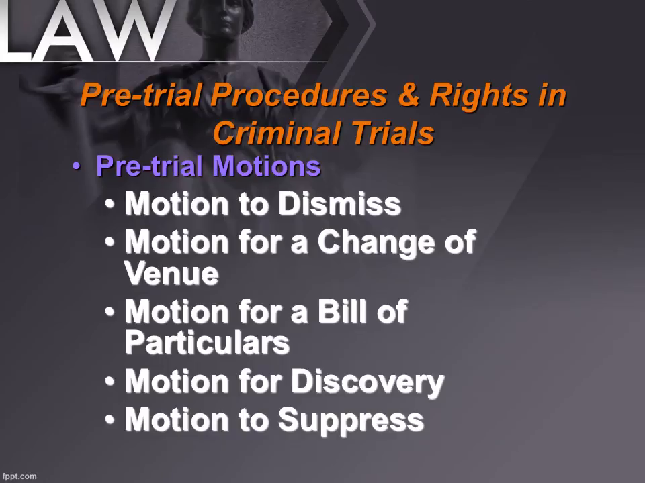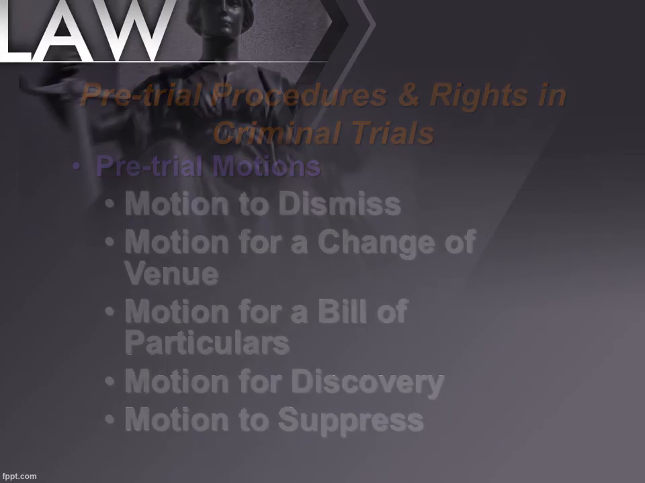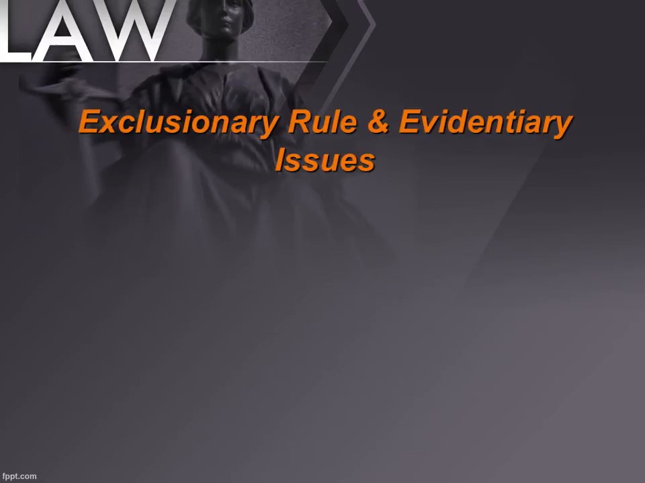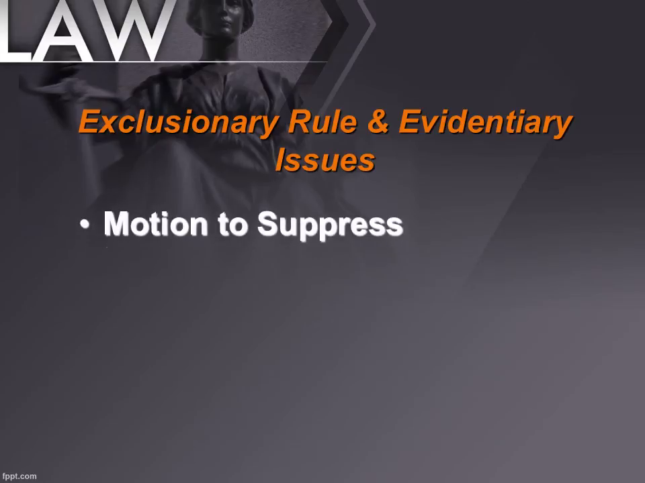Okay. Now, let's go back to suppress and look at the exclusionary rule. Okay. This is where we get the motion to suppress. Any materials that are gotten from an illegal procedure, anything that's in violation of procedural due process of the individual, is subject to a motion to suppress. Okay?